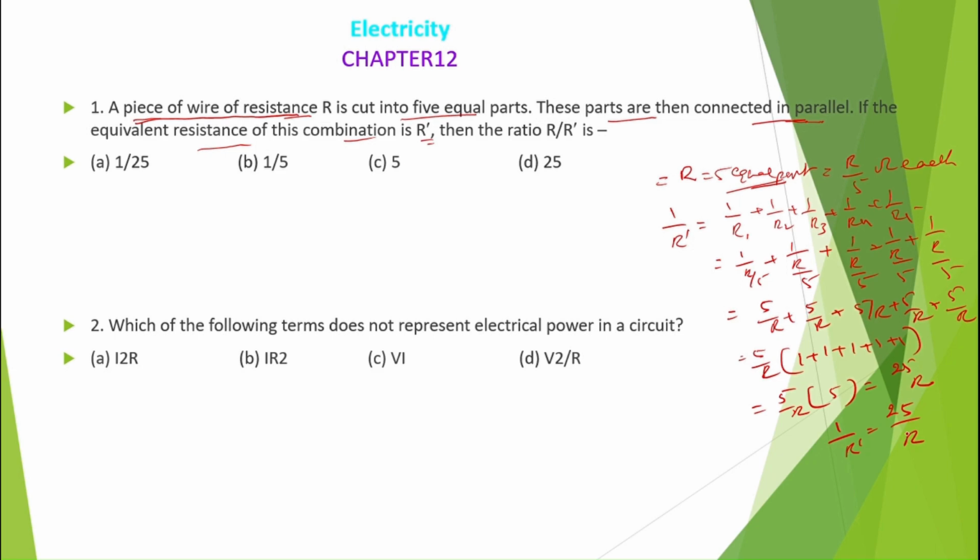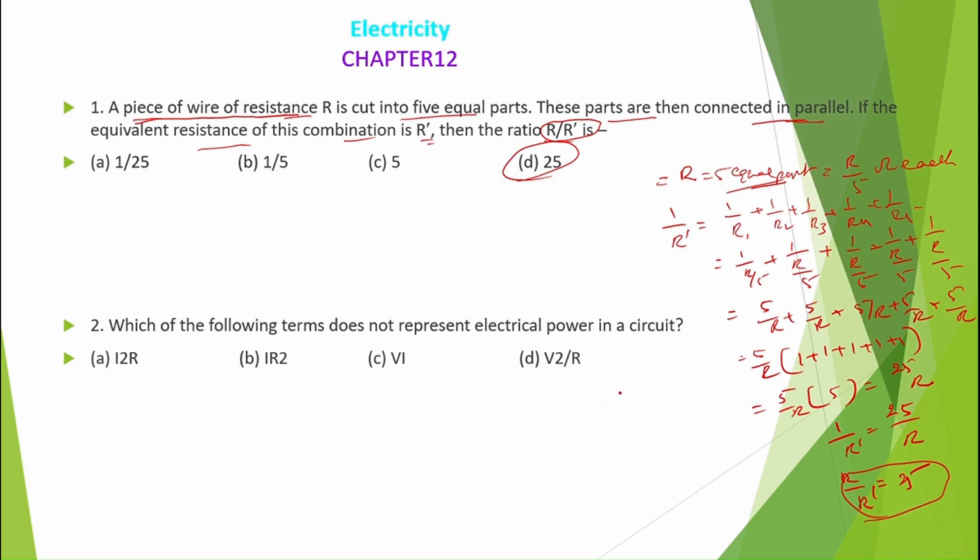Now what you have to do? This you cross multiply it. That means R by R dash is equal to 25. So what is he asking? R by R dash is asking. So R by R dash you got, it is 25. This is the answer.